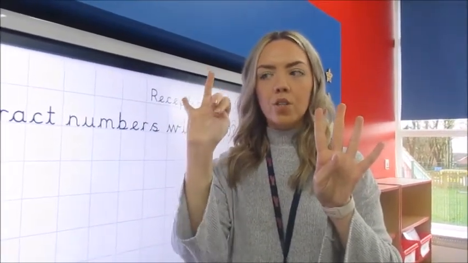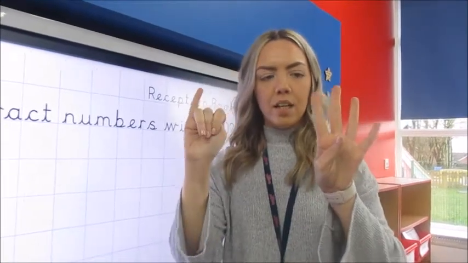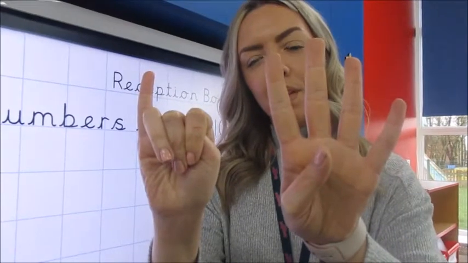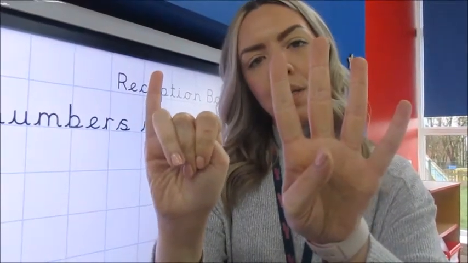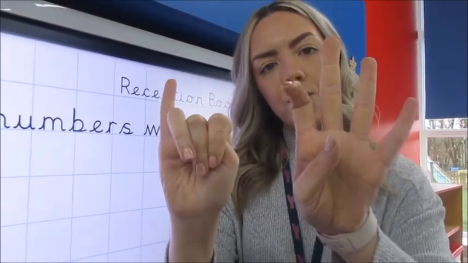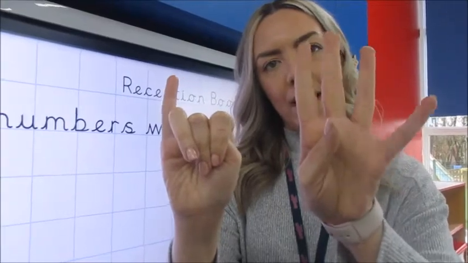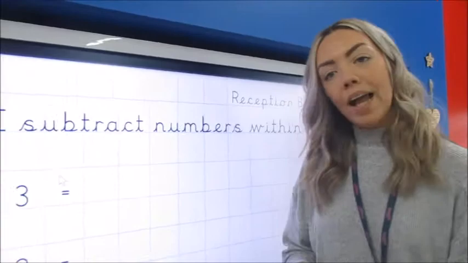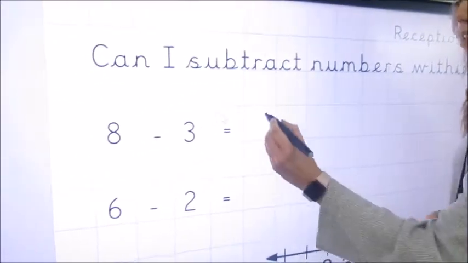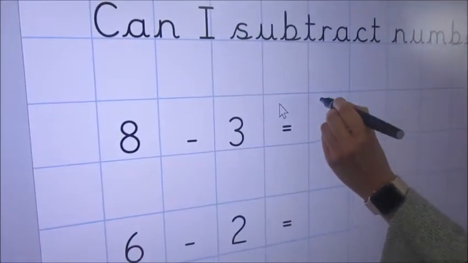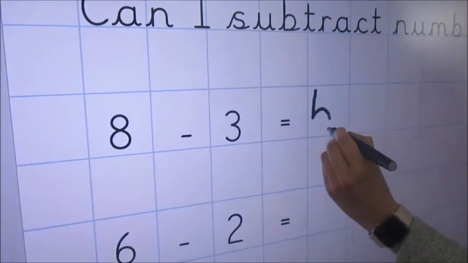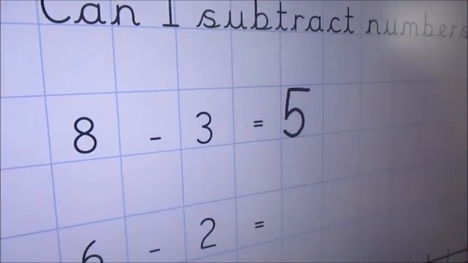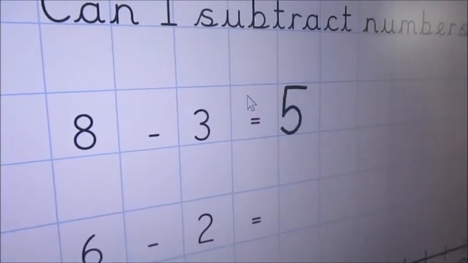1, 2, 3. Now how many fingers do I have left? Shouting out your answer at home. 1, 2, 3, 4, 5. It is the number 5. So we're going to write that as our answer. So you're writing it on your whiteboard at home. Down and around and put on a hat. Super. So we've got our first answer.